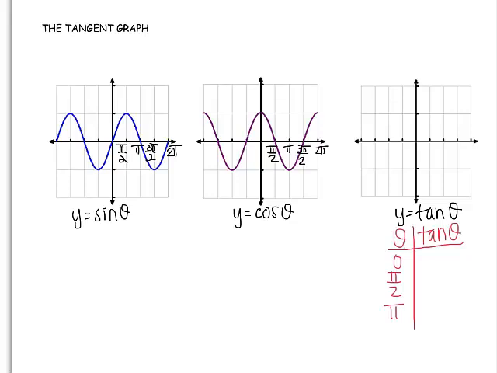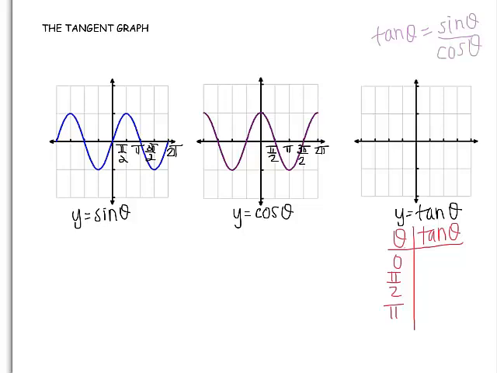Hello everyone. Today we're just going to take a quick look at what the tan function looks like when you graph it. So I've outlined for you here the sine function and the cosine function. You guys know those pretty well. I've been working with them for a while now. So what I'm going to do here is use the fact that tangent equals sine over cosine. Okay, I've been working with that a lot as well.